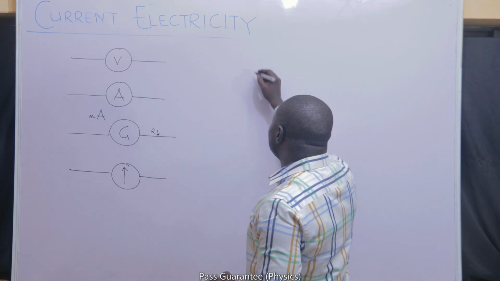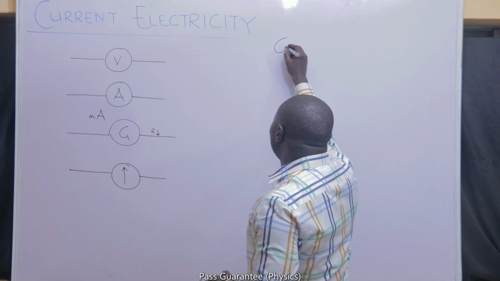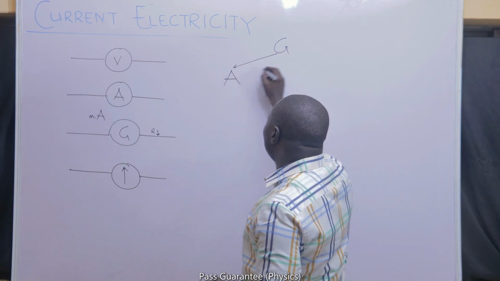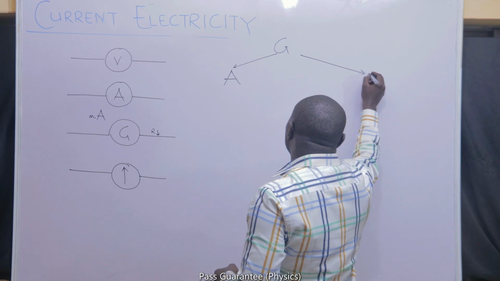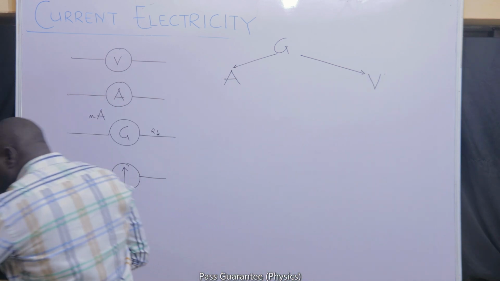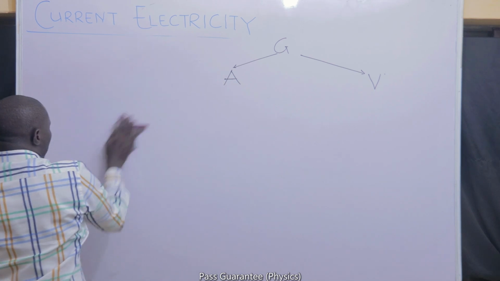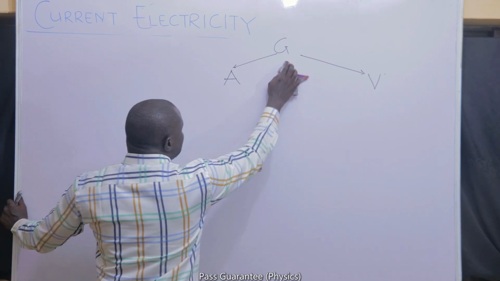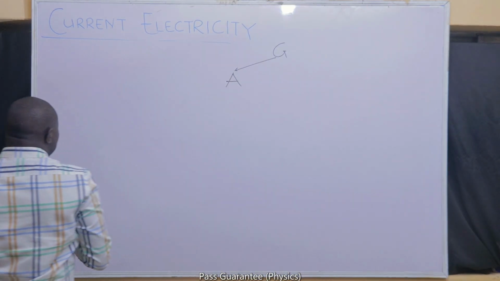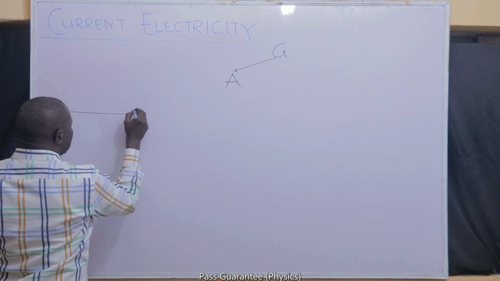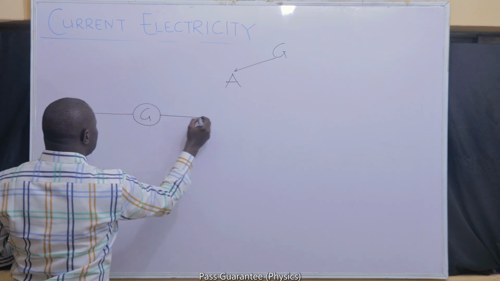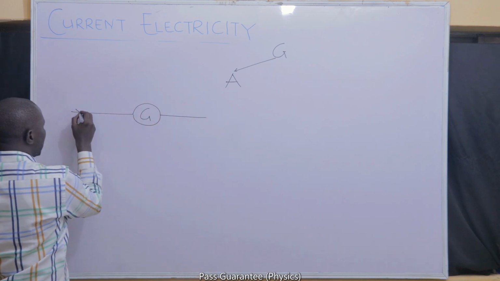There are now aspects that we should move to. We can convert galvanometers to ammeters, and we can also convert galvanometers to voltmeters. How do we achieve this? Ammeters are used to measure current. Galvanometers are used to measure small amounts of current. It means that if I have a line that has a galvanometer, I'm expecting the current along that line to be very small.